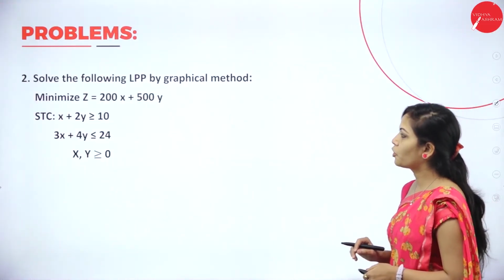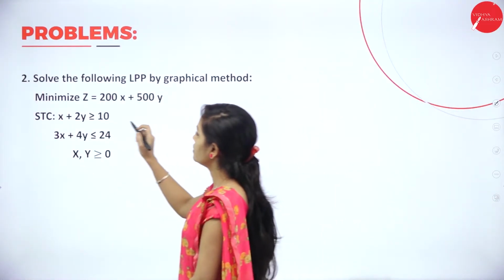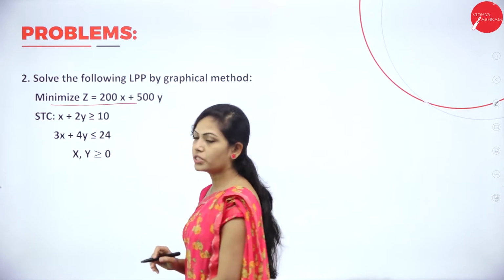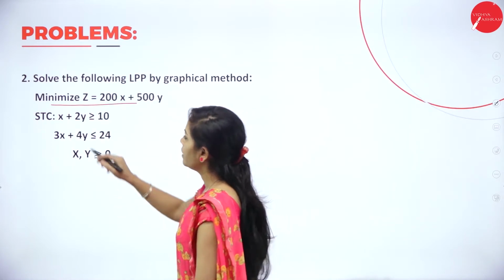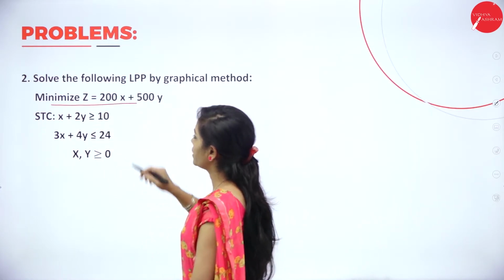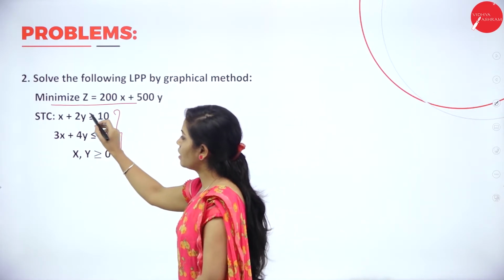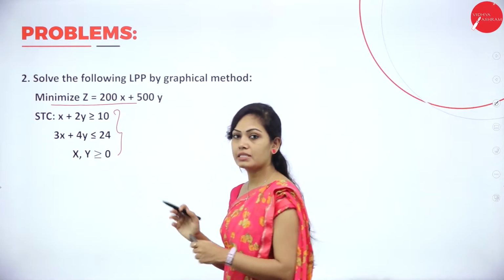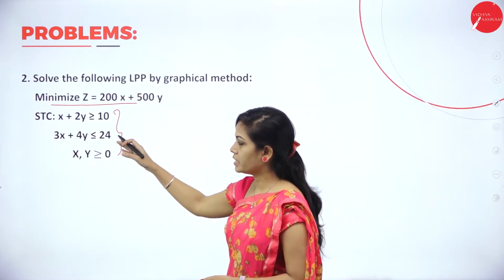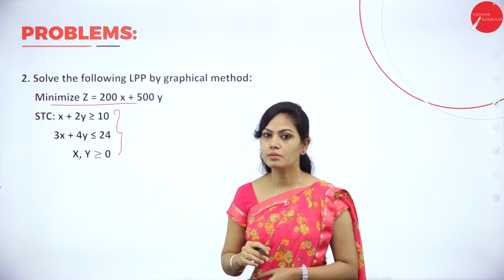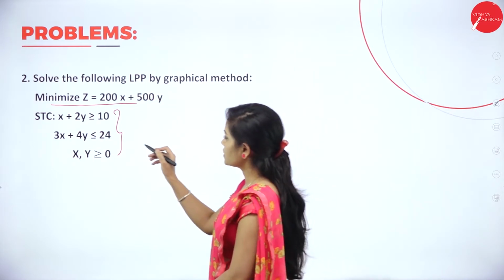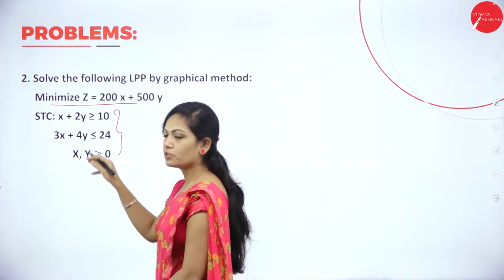And the next problem: here we have an objective function, and it is a minimization problem. Minimize z equals 200x plus 500y. Constraints are greater than or equal to and again less than or equal to. We have two different constraints here. So how to solve this? By the graphical method. What is the first step? Convert this into standard form.